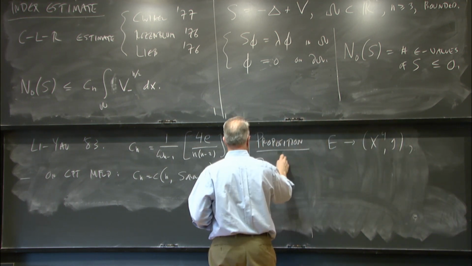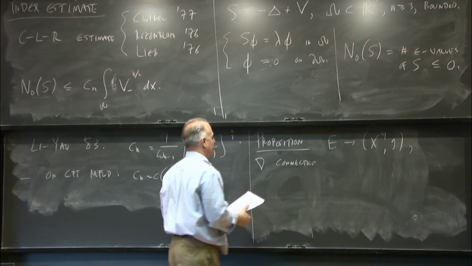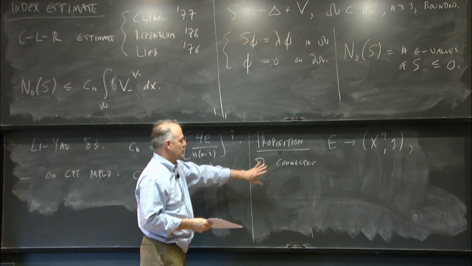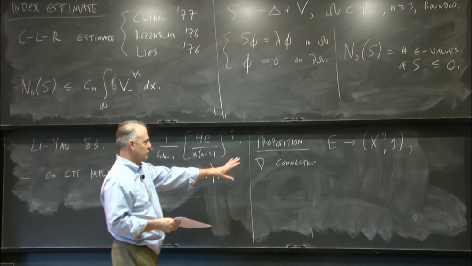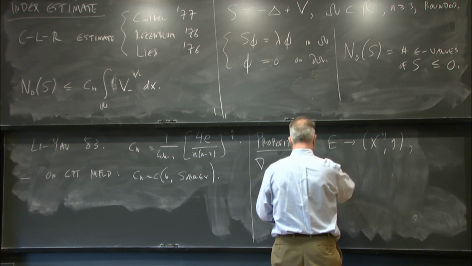And so nabla is a connection. So this is some metric compatible connection. We're out of the Yang-Mills setting. I just want to be able to define a rough Laplacian so I can define a Schrodinger operator. That's all that's going on here.